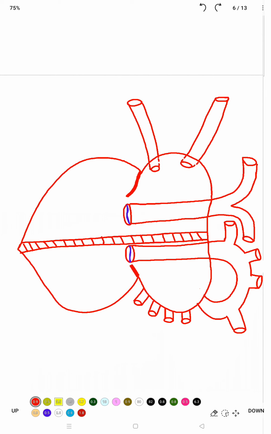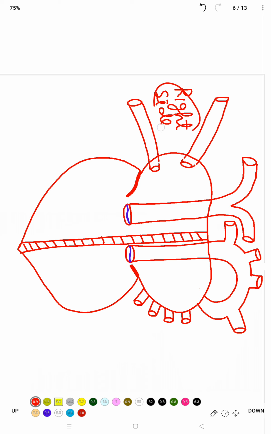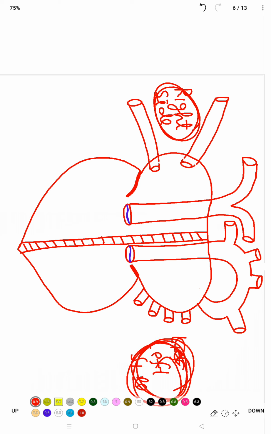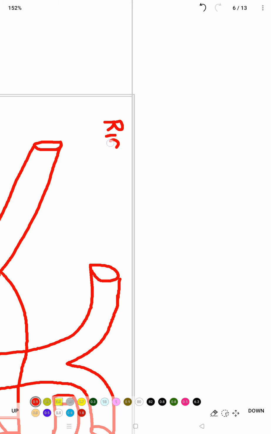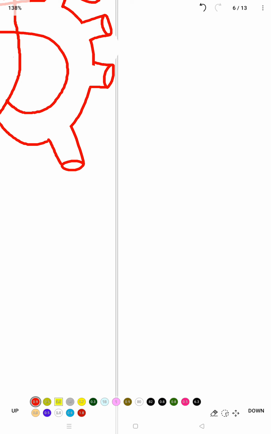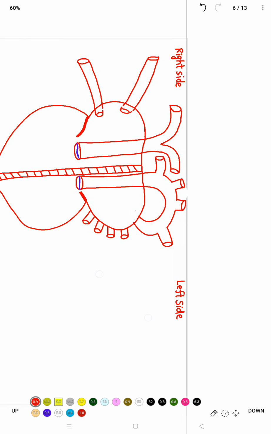Now this portion is the right side of the heart. This is the right side, and this portion is the left side of the heart. Now if we label this, here we can see this is the right side of the heart, and this is the left side of the heart.